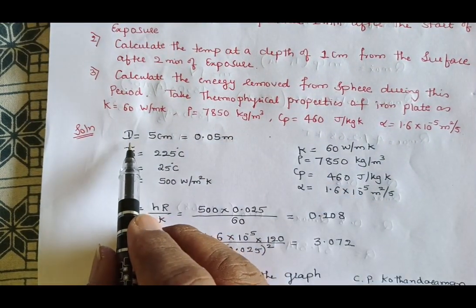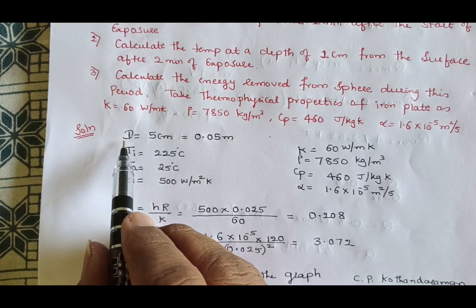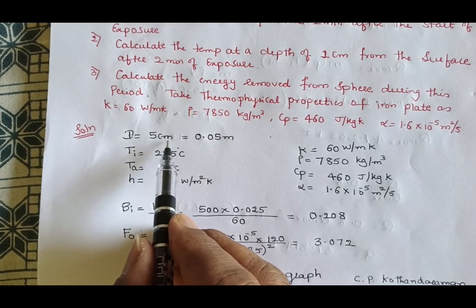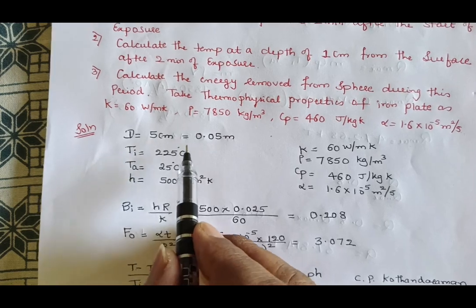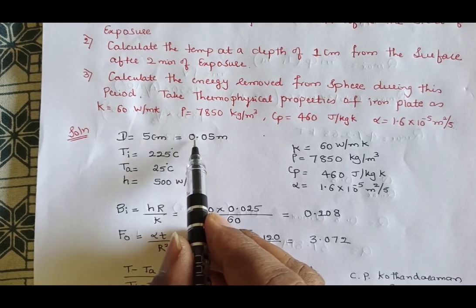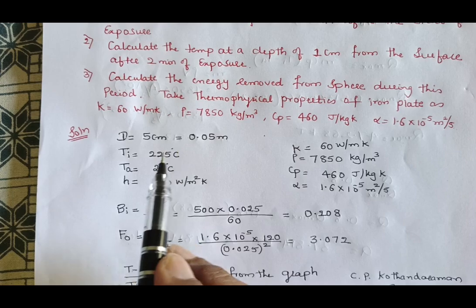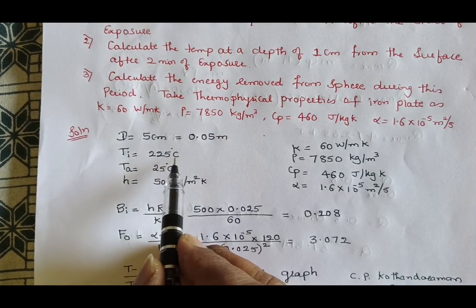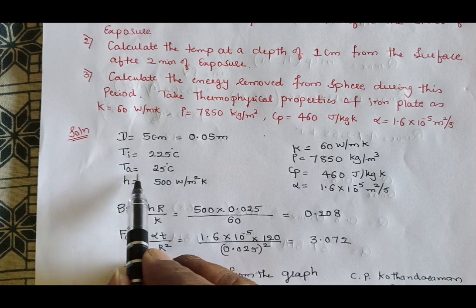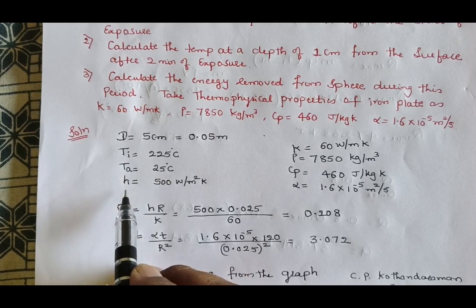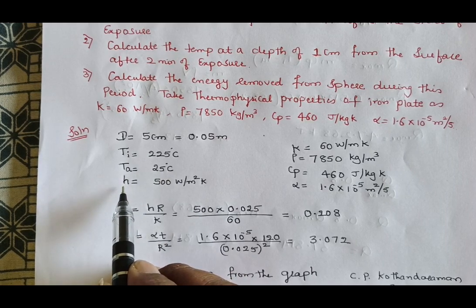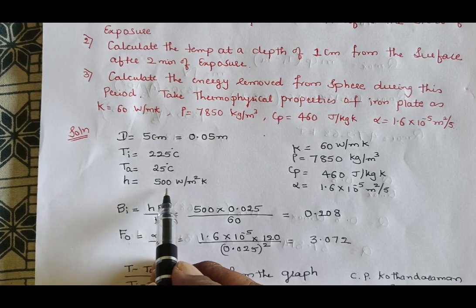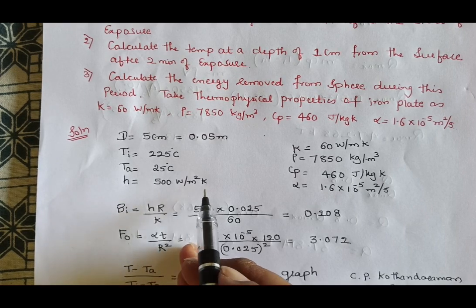So first, the given data. We will write D equal to 5 centimeter, the diameter of the sphere. We have written it in meter, 0.05 meter. Initial temperature of the sphere is 225 degrees centigrade. Ambient temperature is 25 degrees centigrade. Heat transfer coefficient, that is the convection heat transfer coefficient, is given as 500 watt per meter square Kelvin.